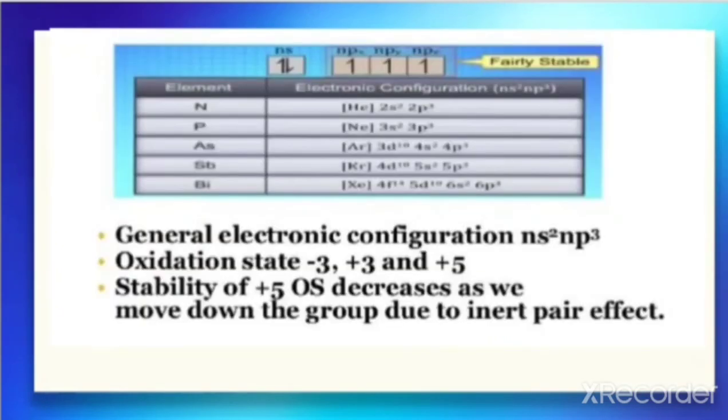From this, we can conclude that for the general configuration of these group elements, ns2 np3, the common oxidation states are -3, +3, +5. The stability of the +5 oxidation state decreases as we move down the group, and the stability of the +3 oxidation state increases as we move down the group, due to the inert pair effect.